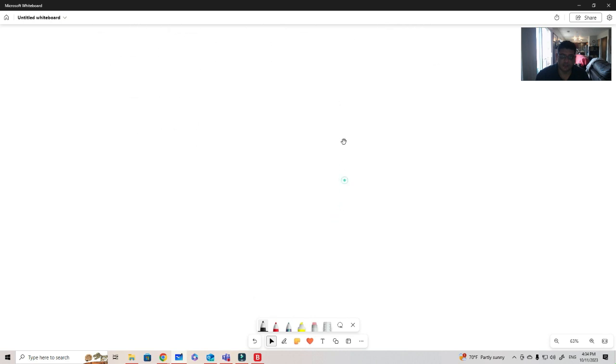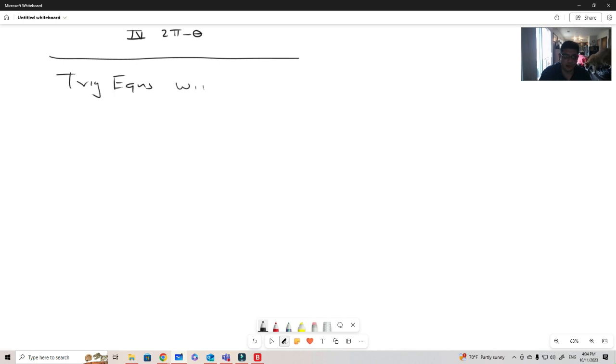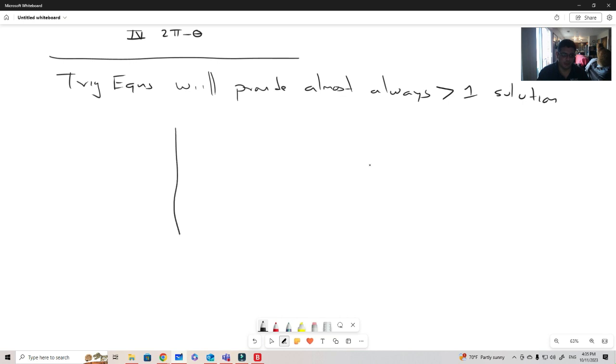Now, in terms of equations, trig equations will almost always provide more than one solution. So, for example, cosine and sine will only have one solution in some special cases.